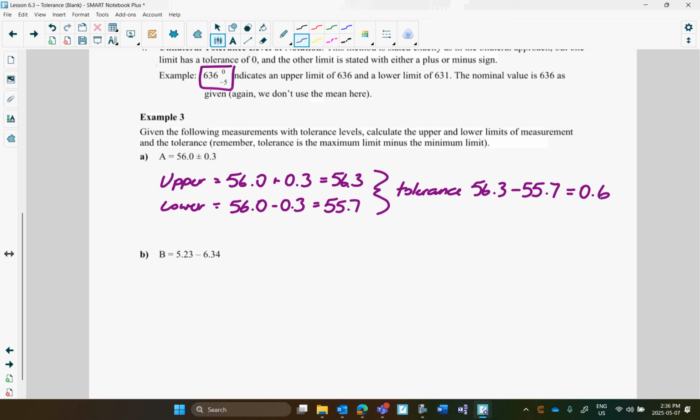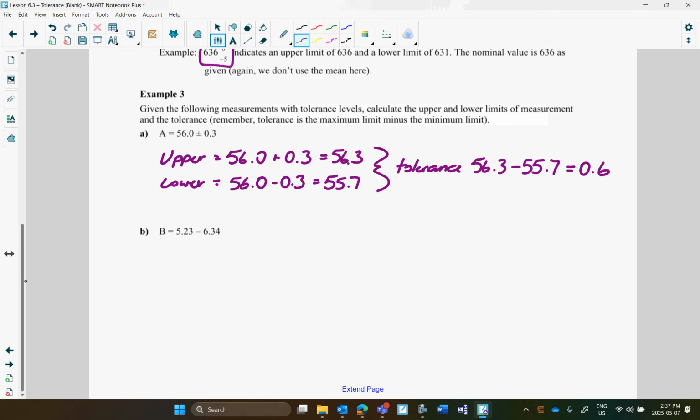Can you be penalized if you put 55.70 instead of 55.7? No, no. If you did 55.70, you're fine. Unless of course you're asked about precision, but that's not being asked here.